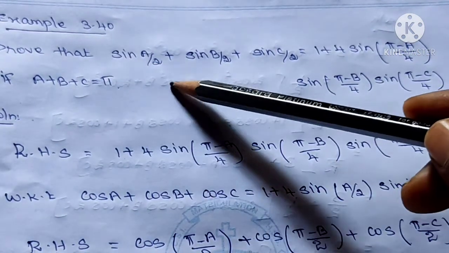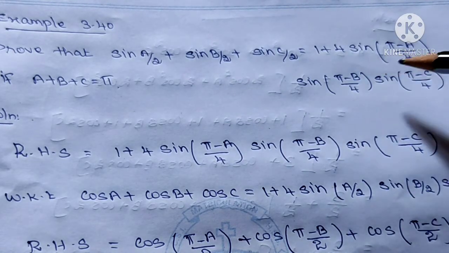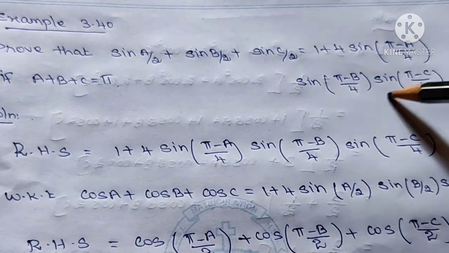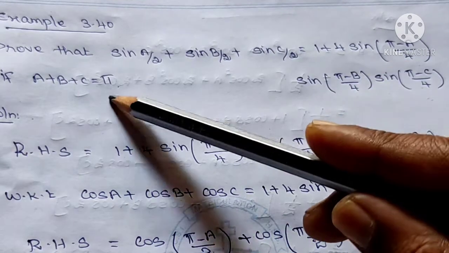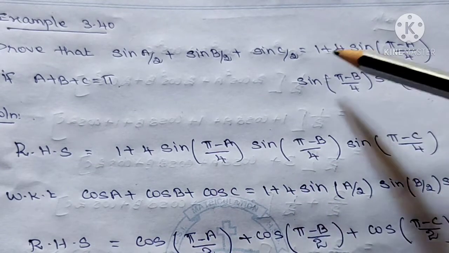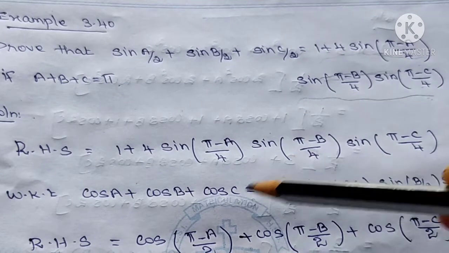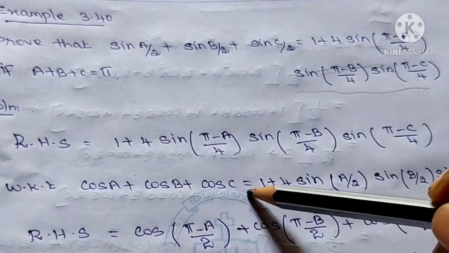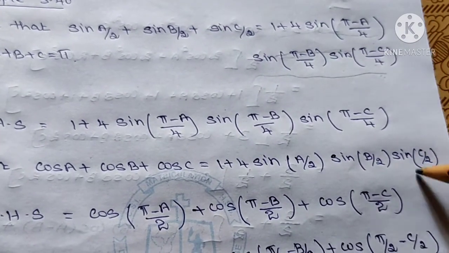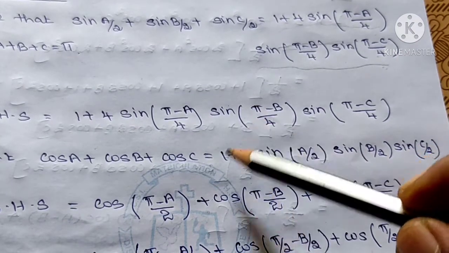Next, example 3.40. Prove that sin a by 2 plus sin b by 2 plus sin c by 2 is equal to 1 plus 4 sin (pi minus a) by 4 sin (pi minus b) by 4 sin (pi minus c) by 4, if a plus b plus c is equal to pi. Take the RHS value. RHS is 1 plus 4 sin, write this term, RHS, okay. But already we know that cos a plus cos b plus cos c is 1 plus 4 sin a by 2, sin b by 2, sin c by 2. I'll use this result.